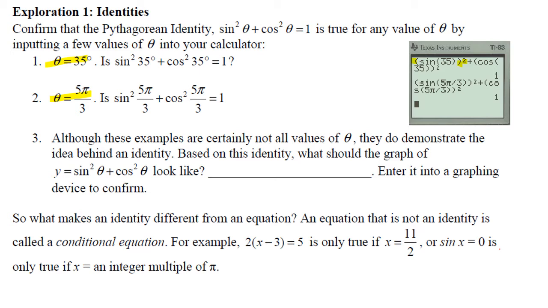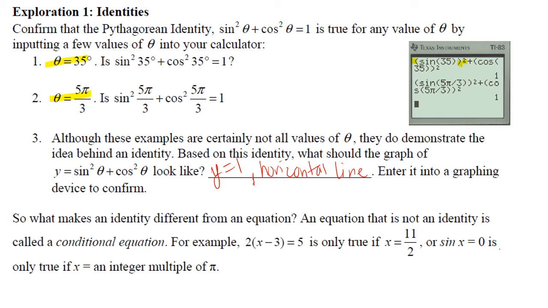So what happens if I look at the graph of sine squared theta plus cosine squared theta? My output is always going to be 1. That means no matter what, y equals 1, so my graph is going to look like a horizontal line, because no matter what my input is, my output is always going to be 1. Y equals 1.